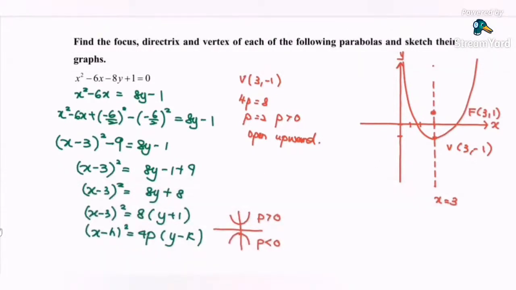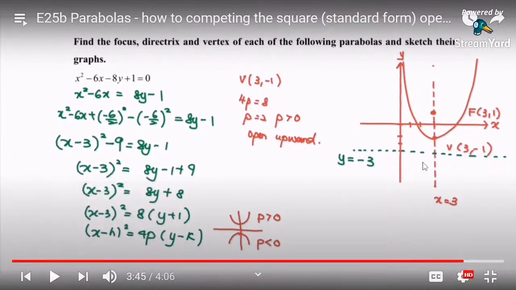Next is to have the directrix. So here we have negative 1, negative 2, negative 3. So the directrix will be around here. So y is equals to negative 3. That will be the directrix. So do remember, ingat 2 units for the focus from the vertex, 2 units from the vertex to the directrix. So akhir sekali, jangan lupa tulis formula dia. Okay, pastikan graf anda complete.